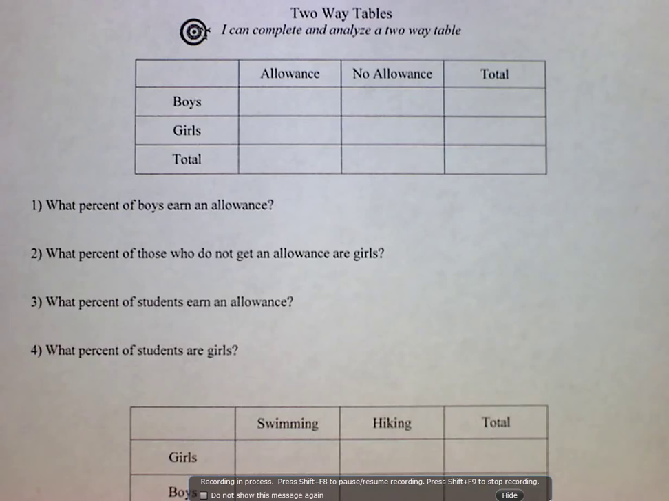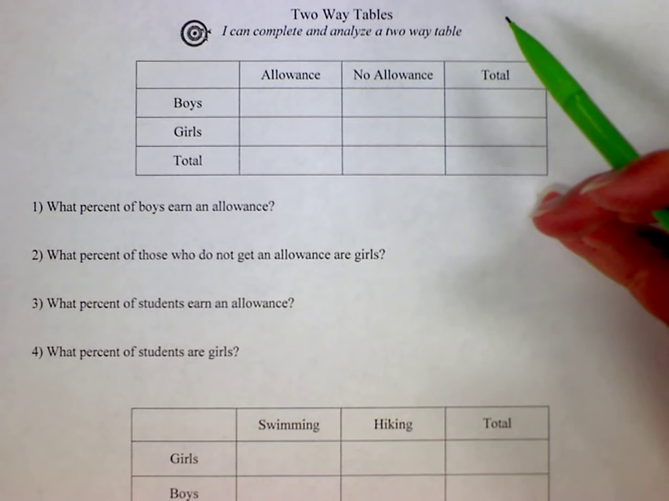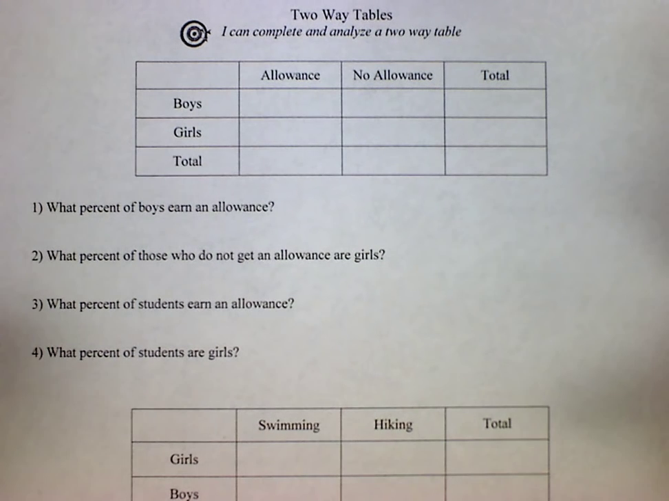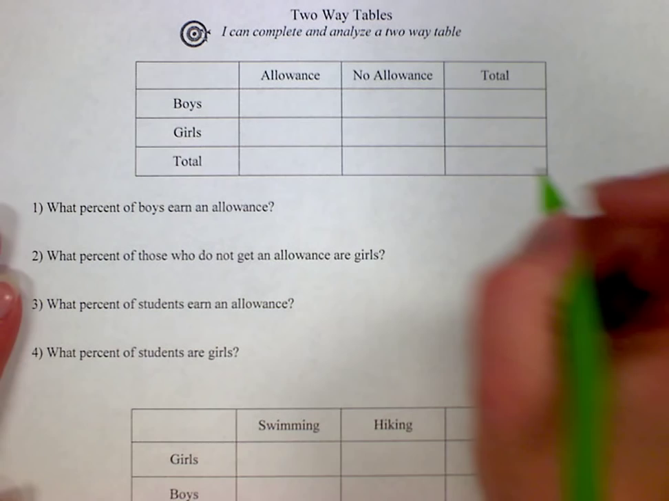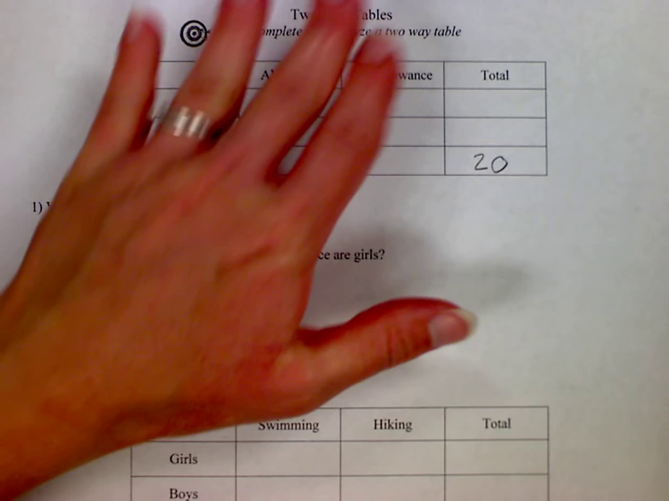Here's the beginning of our new unit. We're going to start off our first topic as two-way tables. Since we're not doing this in class, where normally I collect the data in the exact classroom, we're just going to have made-up numbers.